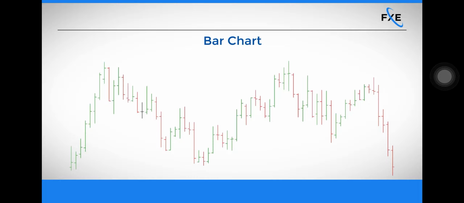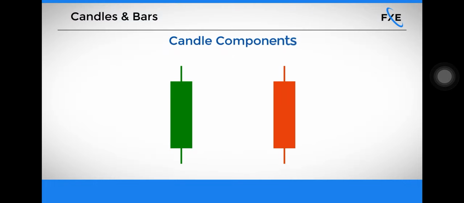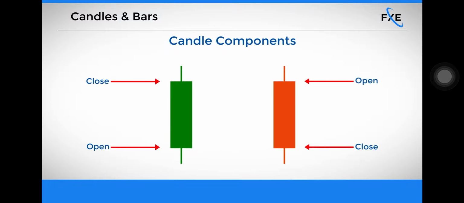Let's now look at candle and bar components. Candles and bars are made up of 4 important pieces of information: the open price, the close price, the highest point of the range, and the lowest point of the range. With this information, any candlestick or bar can be created, and each gives you important information about the price action during that time frame. They may indicate future price movement among other things that we will learn in this module.